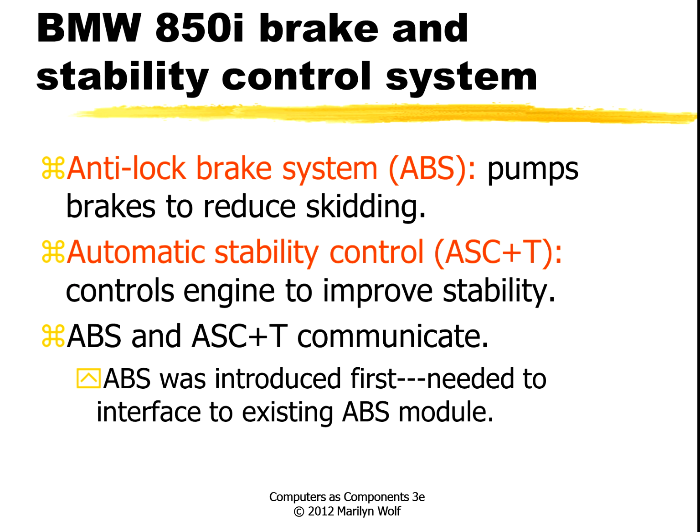Let's look at one example in the BMW 850i. Two related systems. The anti-lock brake system, or ABS, measures how fast the wheels are turning, figures out if they're skidding, and then pumps the brakes if necessary to break the skid. Automatic stability control with traction, ASC plus T, controls the engine to improve the stability of the car so it doesn't turn over. So these two systems work together and need to communicate. And so the ABS system had to be designed to talk to the stability control system.